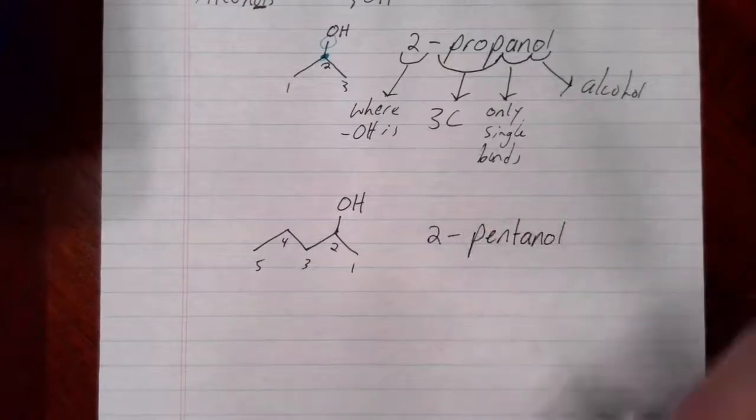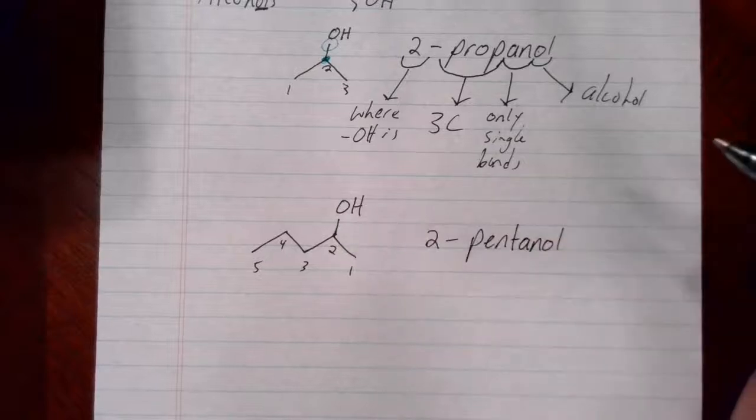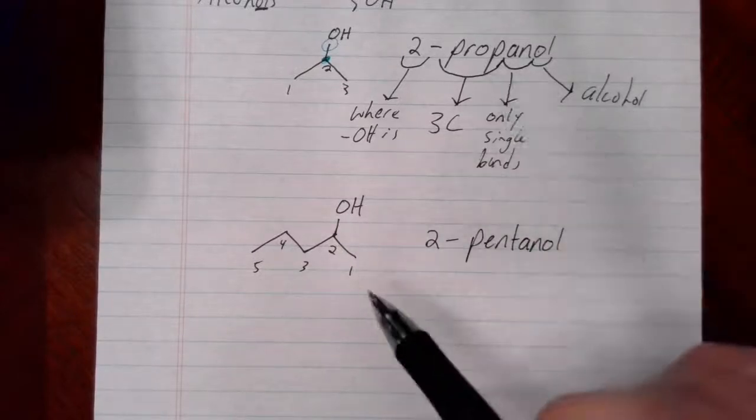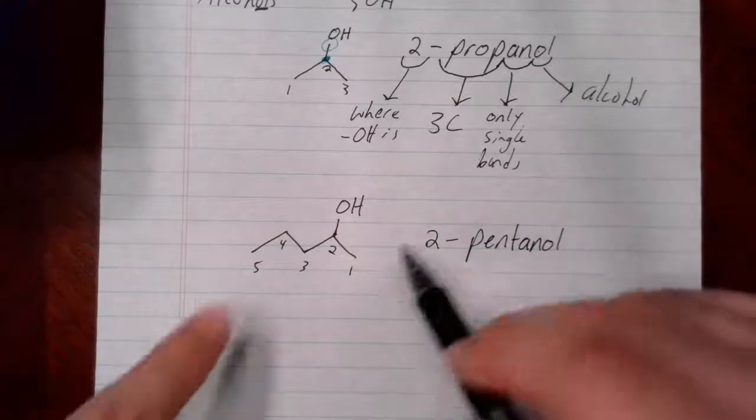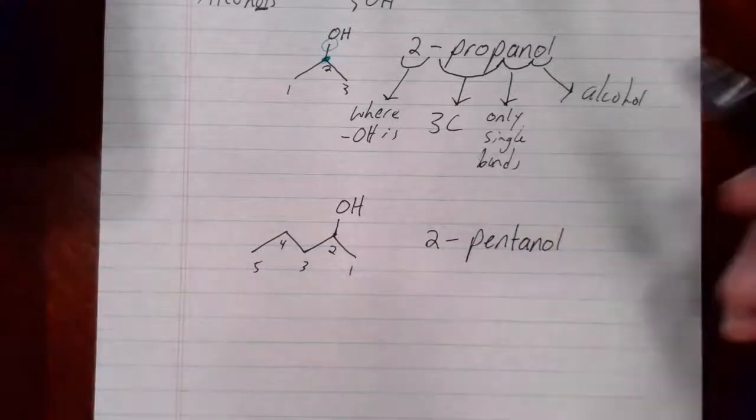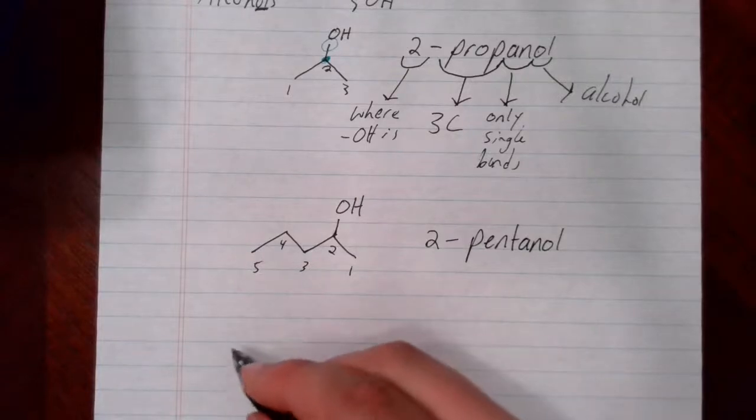So the 2 tells me where the hydroxide group is, okay, so it tells me where the OH is. So if I had numbered this incorrectly and I put 4-pentanol, 4-pentanol would still correspond to this structure. It's just not a proper name. It would be an invalid name for it. So let's look at one more like this.